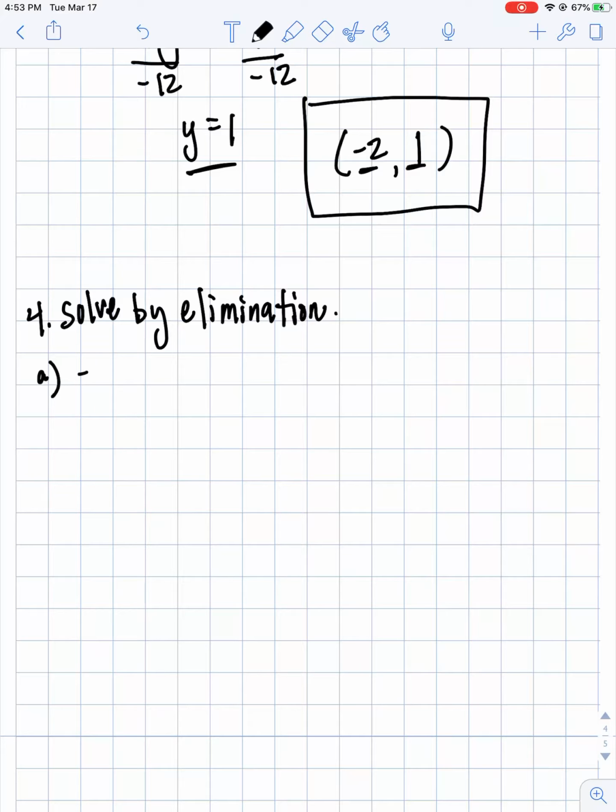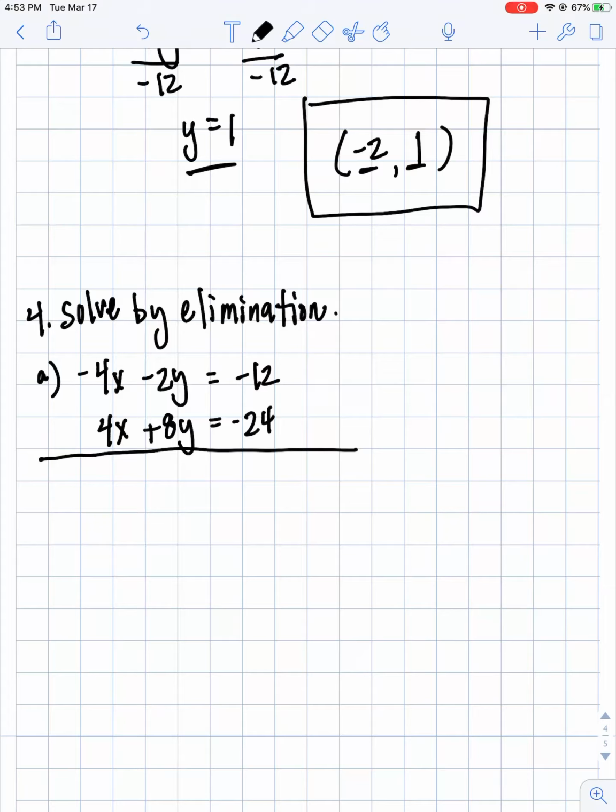So we're just going to dig right into it. I'll give you 2 examples. Negative 4x minus 2y equals negative 12, and 4x plus 8y equals negative 24. So let's take a look.